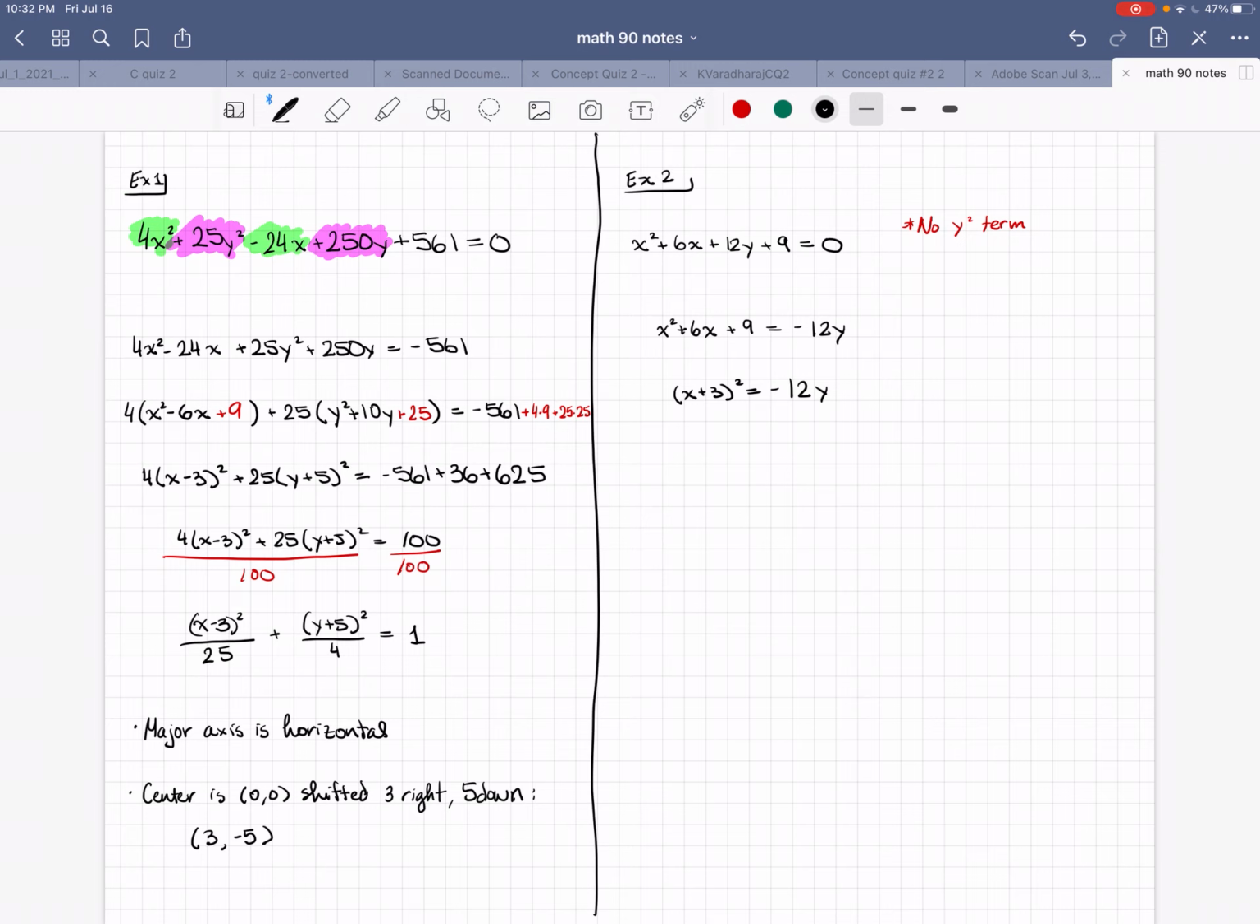And what you can see is, like in the previous example, where x was replaced with x minus 3 and y was replaced with y plus 5, well, here x was replaced with x plus 3, so that's going to be a shift to the left, but y was left alone. So what that means is that you have a horizontal shift, but the vertical coordinate of your vertex was not changed. So what we'll say here is the parabola opens vertically.